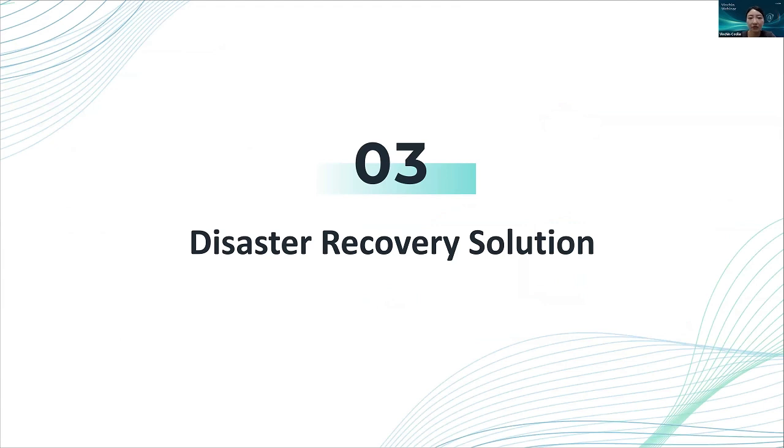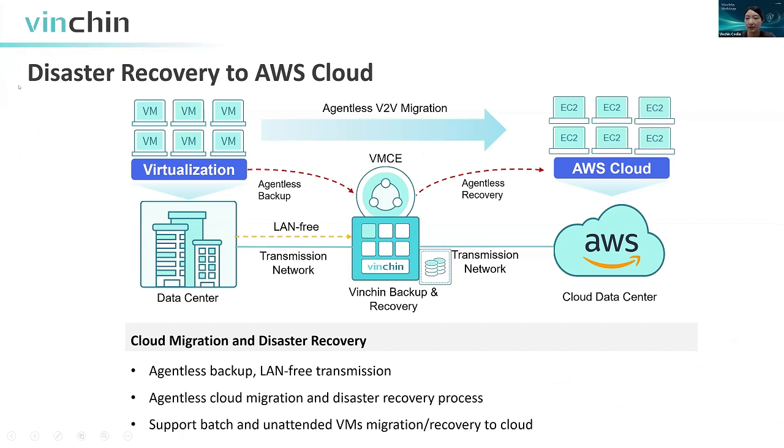So next, for this part, let me share with you how our users can use the AWS Cloud for disaster recovery. Vinchin supports the disaster recovery solution to AWS Cloud Platform for the virtualization environment. It is an agentless cloud migration and disaster recovery process. We support batch virtual machine migration or recovery to the cloud when disaster strikes. And the picture here shows how the process works.